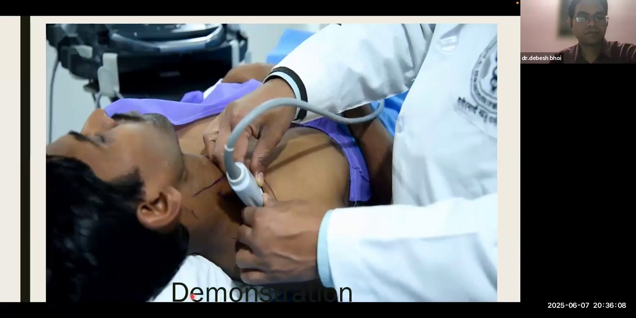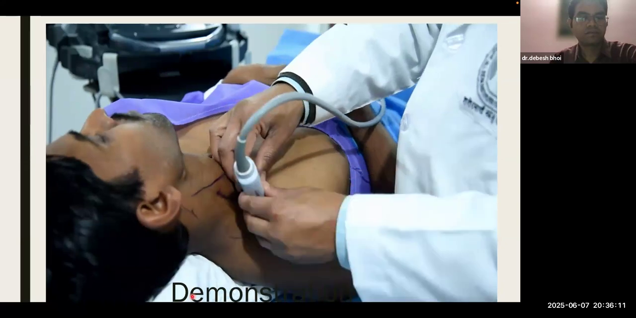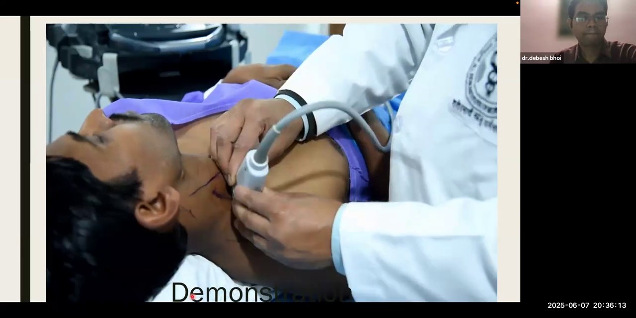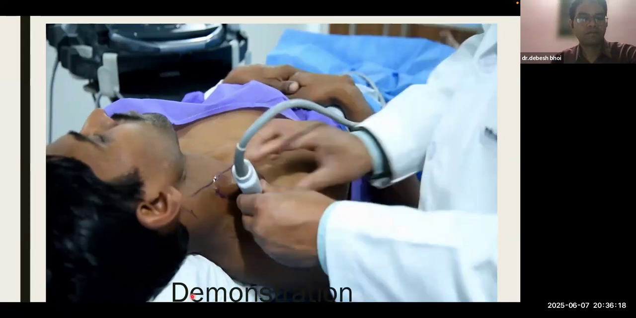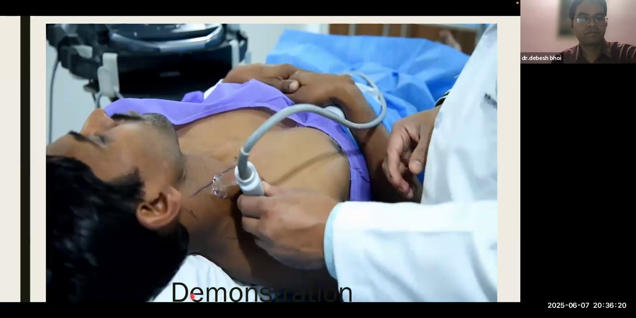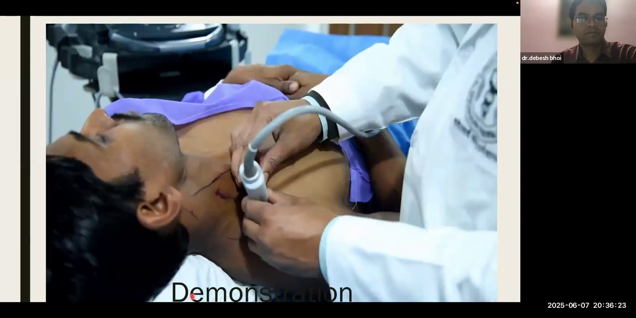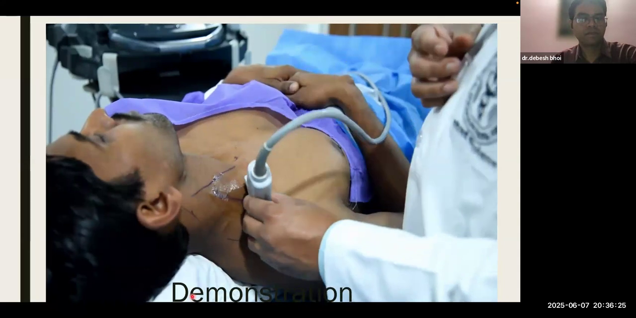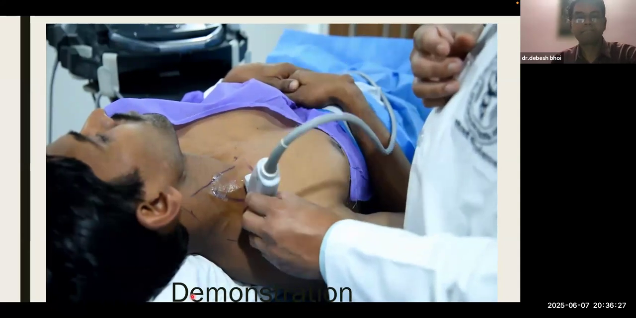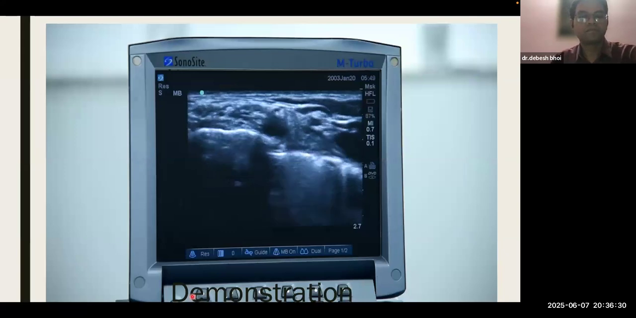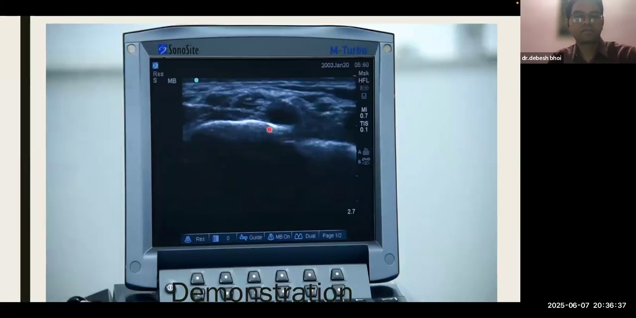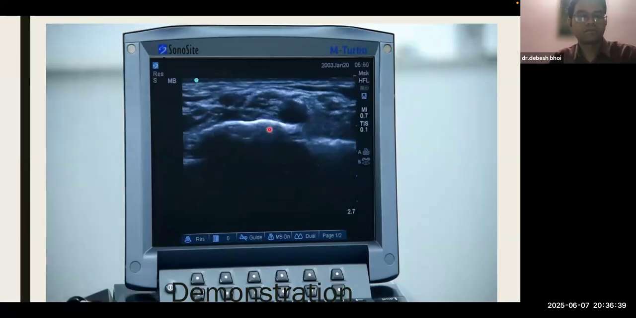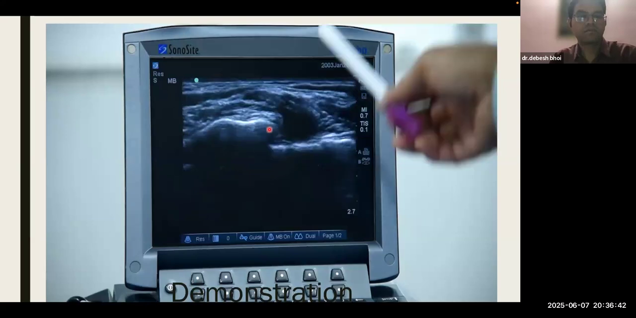We'll be showing that on the screen now. The probe is moving like this. Let us start with what we see from this position. The probe is placed on the supraclavicular fossa. So what are we going to see once you put the probe at the supraclavicular fossa? The first thing we're going to see is a vessel.